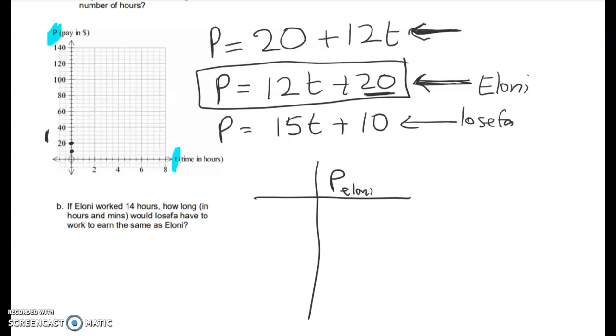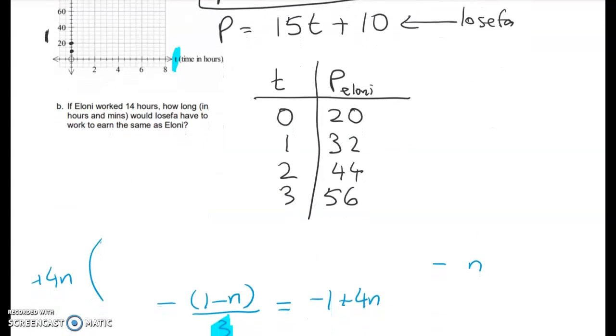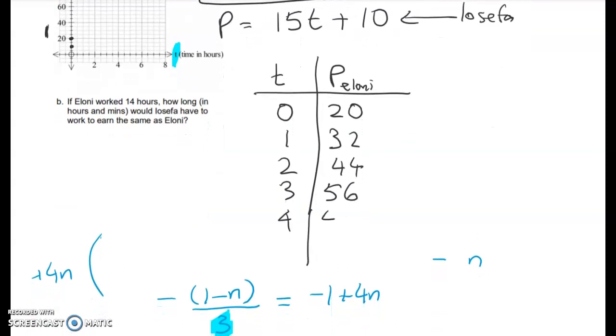So the number of hours worked. Well, when he works no hours, he earns $20. 1 hour, 32. 2 hours, 44. 3 hours, 56, and so on. 4 hours, 48. Nope, not 48. Whoops. 4 hours, 68. And then for 5 hours, he earns $80.